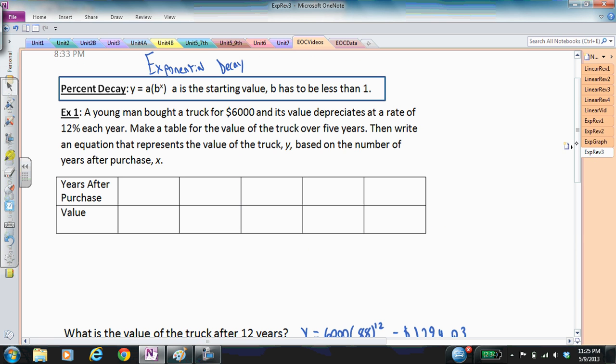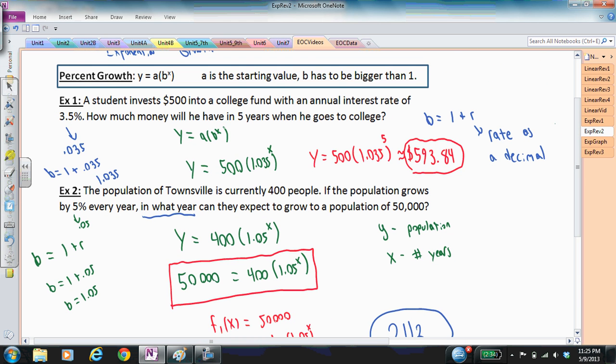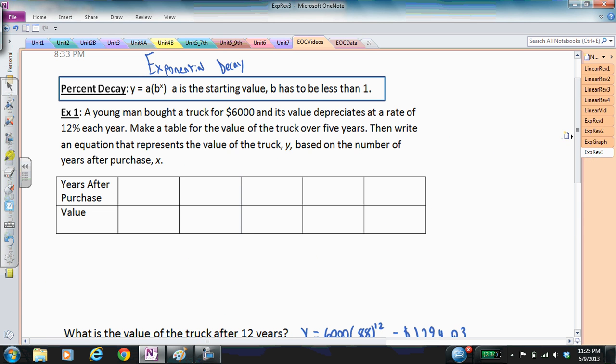Now let's look at an example of exponential decay as opposed to growth. Same form, y equals a times b to the x, where a is the starting value, but in exponential decay, b has to be less than 1. Notice in the last two examples of growth, b was bigger than 1. Not much bigger, but 1.035 and 1.05 are bigger than 1. Now exponential decay, specifically percent decay, b has to be less than 1.